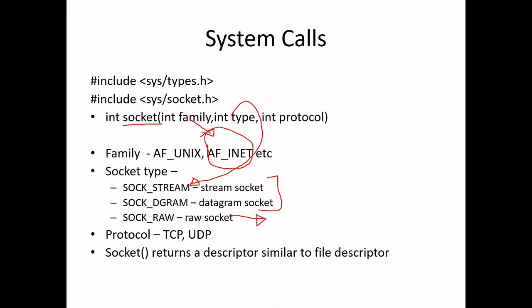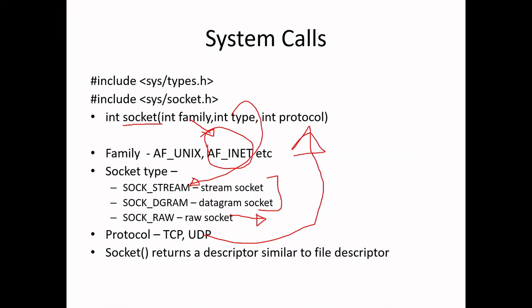So we are processing network layer packets. We are not talking at the higher level. We generally don't do that. Maybe we can, but generally we talk about stream and datagram sockets, which are a lot simpler to process. And finally, you can give the protocol also. It can be either TCP or UDP.